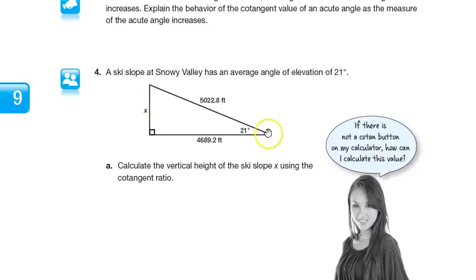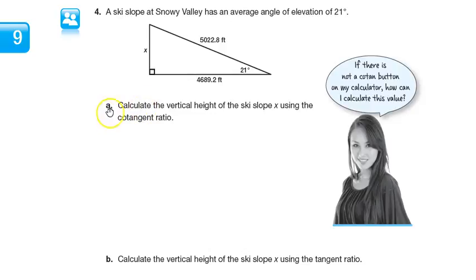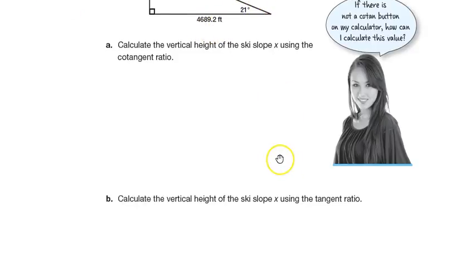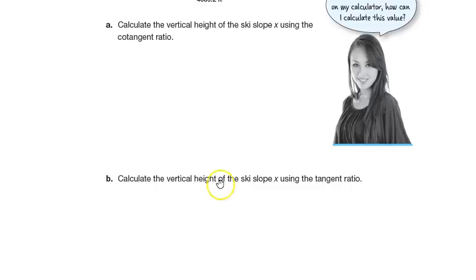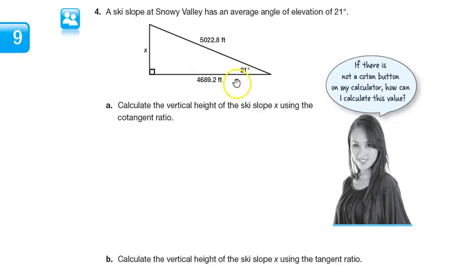Okay, so how would you solve a problem like this? Well, basically, they want you to solve this. You know that the tangent of 21 is equal to x over 4689.2. So x, if you multiply both sides by 4689.2, you get x equals 4689.2 times the tangent of 21. And you can do that using the tangent ratio. You could also do it by the cotangent ratio, which is tangent of 21 is equal to 4689.02 over x. And then you'd have to multiply both sides by x and then divide both sides.